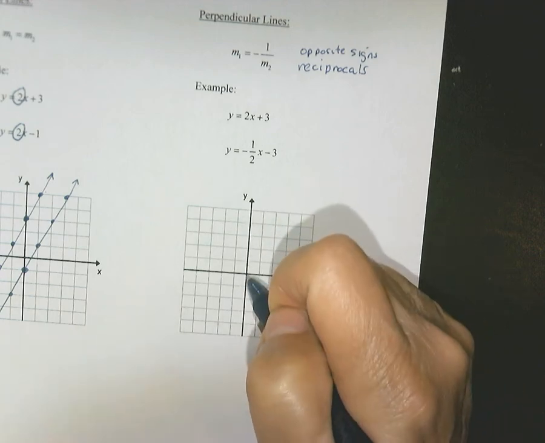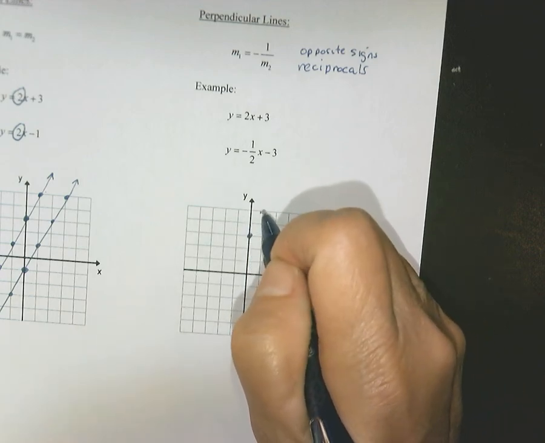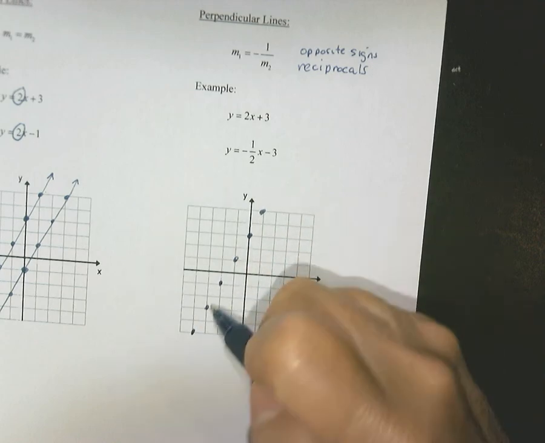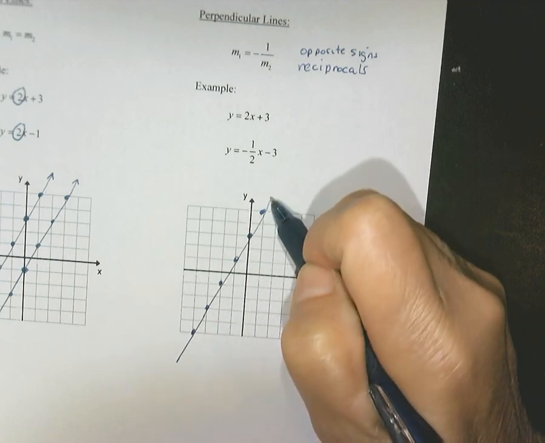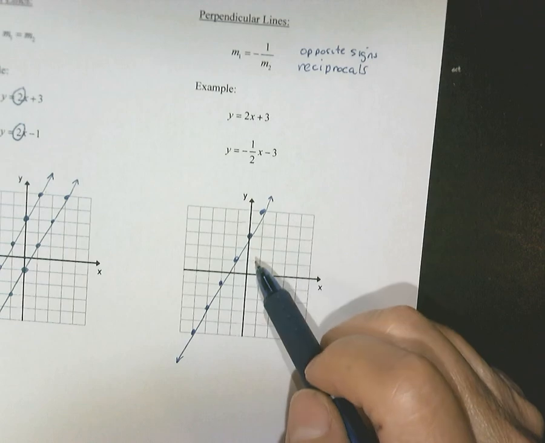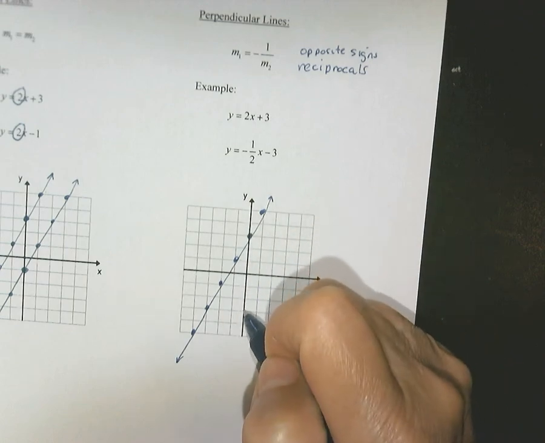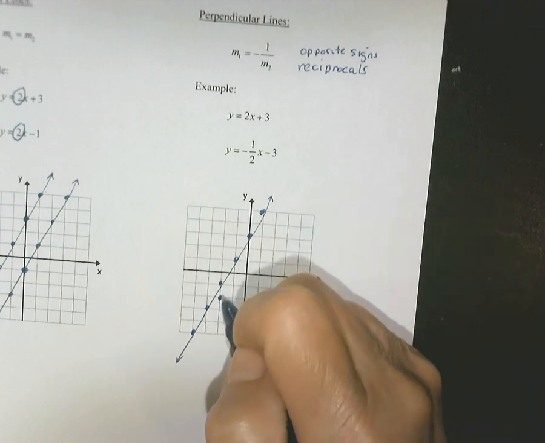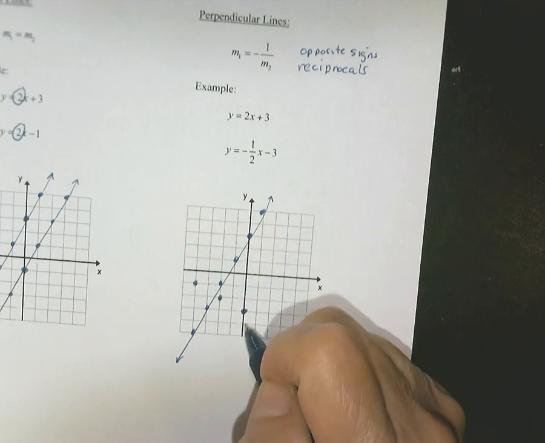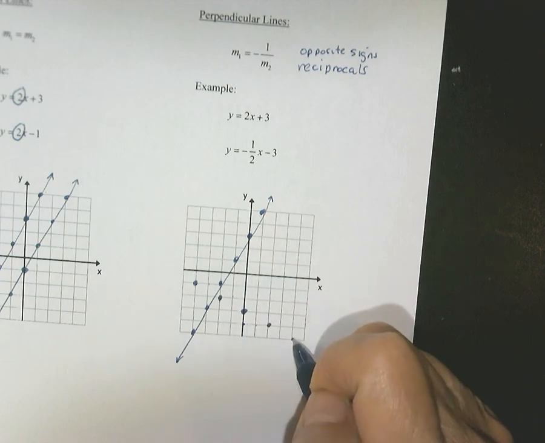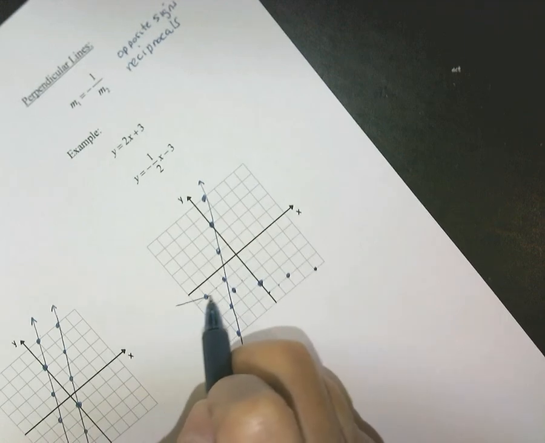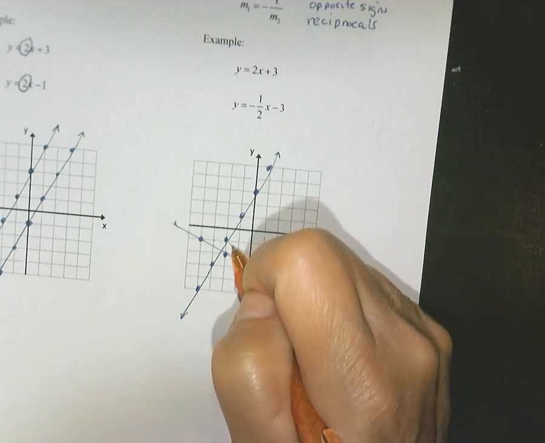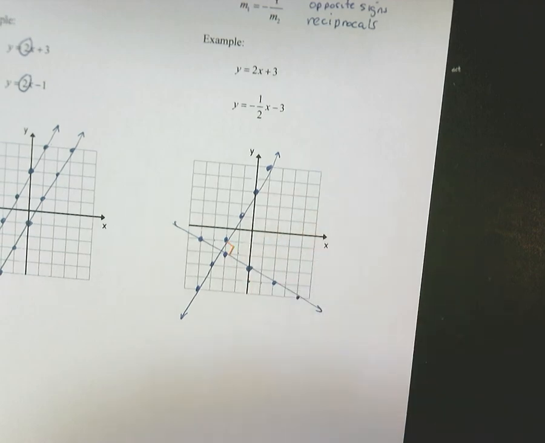So once again, if I graph y equals 2x plus 3, and if I graph -1/2 x minus 3, so we start at -3 on the y-axis, and we go up 1, left 2, up 1, left 2. Or I can go down 1, right 2, down 1, right 2. So you can see those are perpendicular. That makes a 90-degree angle.